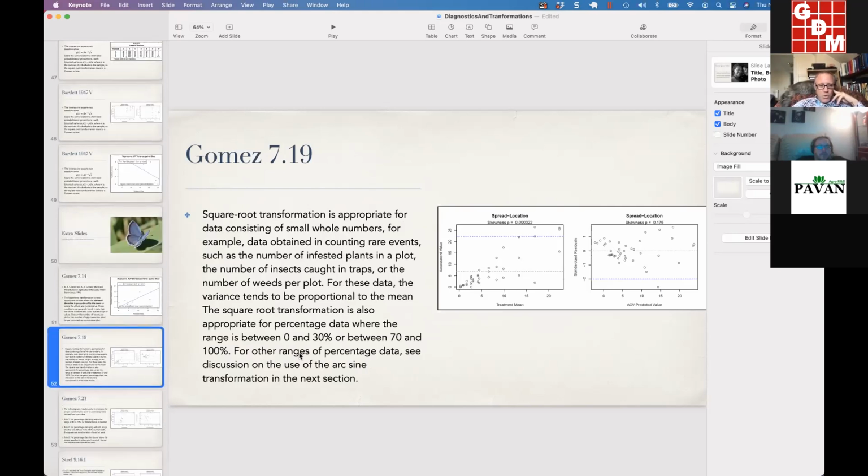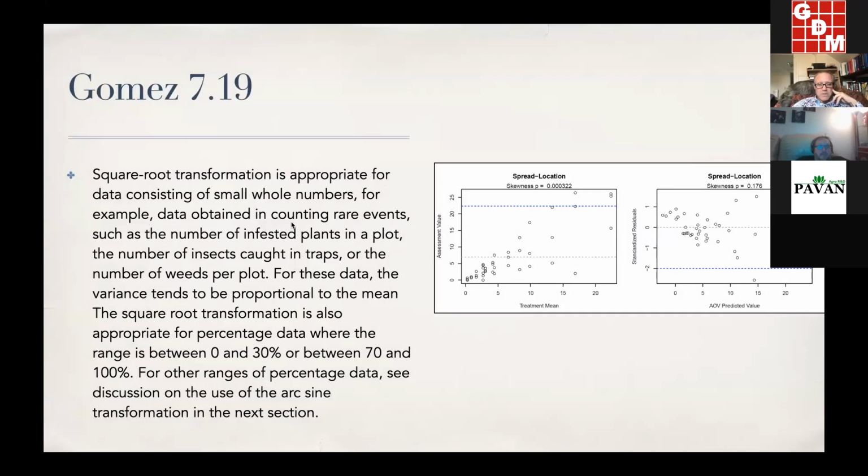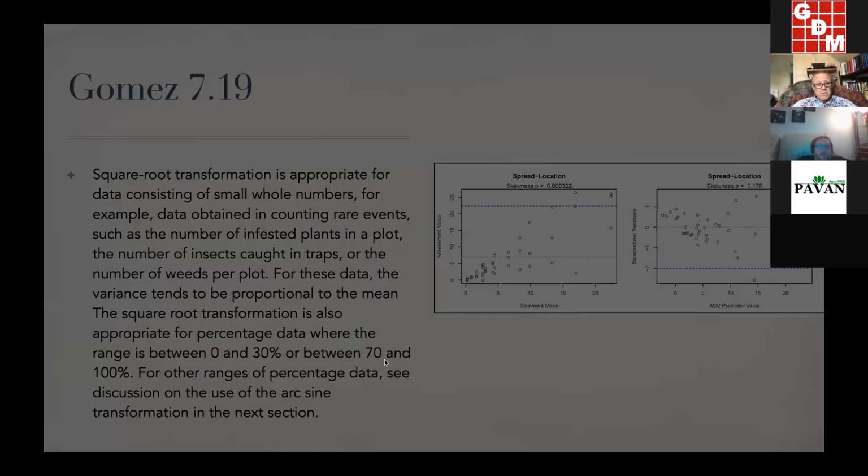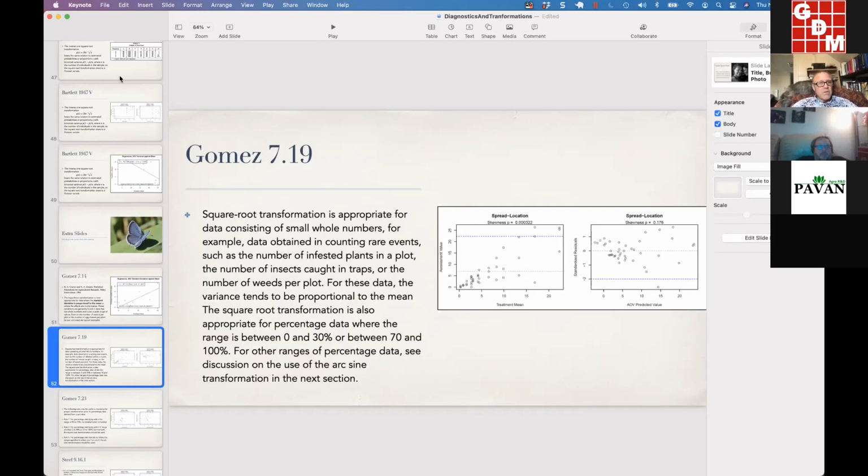Again, this is quoting from the text of Gomez and Gomez, where the square root transformation may also be useful for percentage data when there's a range of values. We don't include that recommendation in our diagnostics plot. I'm going to go back to play here because I don't think I'm going to go to the slides, the ARM files, anytime soon. All right. So this is another recommendation for when to use transformations.